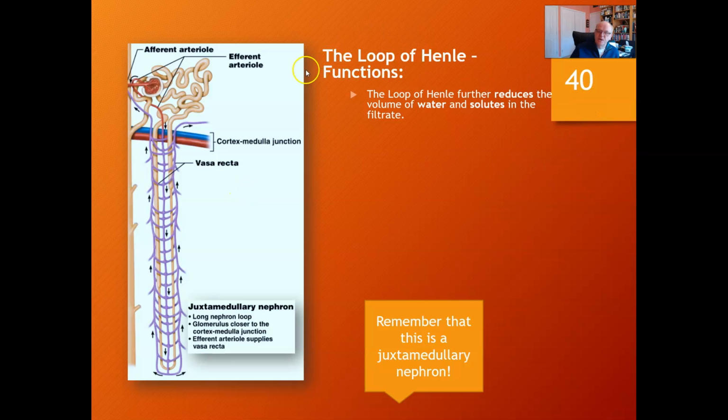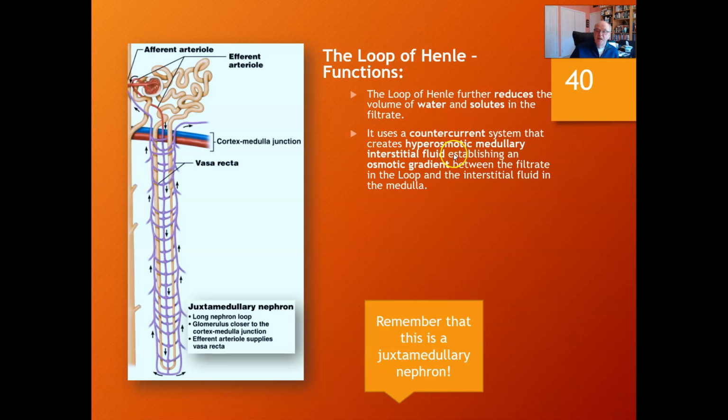But it adjusts the volume of water in the filtrate, and it adjusts the amount of solutes in it as well. It uses something called a countercurrent system that creates a hyperosmotic medullary interstitial fluid, establishing an osmotic gradient between the filtrate in the loop and the interstitial fluid in the medulla.